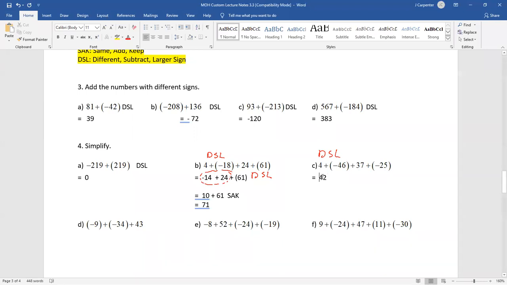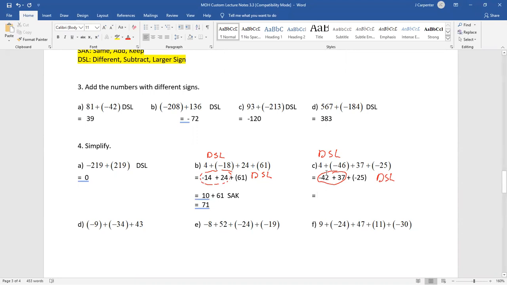But we're supposed to keep the sign of the larger. 46 is larger than 4, so that's a negative 42. Then our plus 37 plus our parentheses negative 25, and that parentheses is necessary. Now we're only going to focus on the negative 42 plus 37. Well, 42 is negative, the 37 is positive, so that's DSL again. Different, subtract, keep the sign of the larger. So equals.